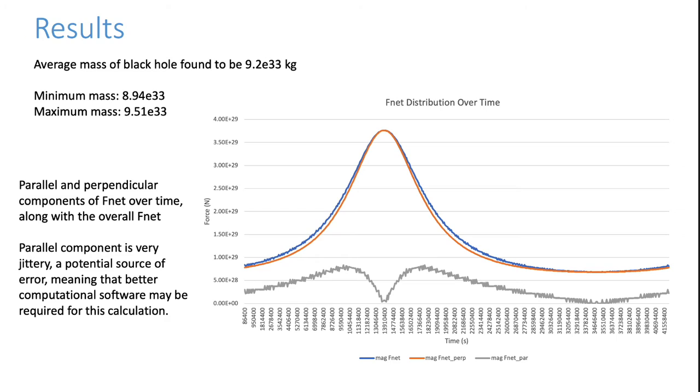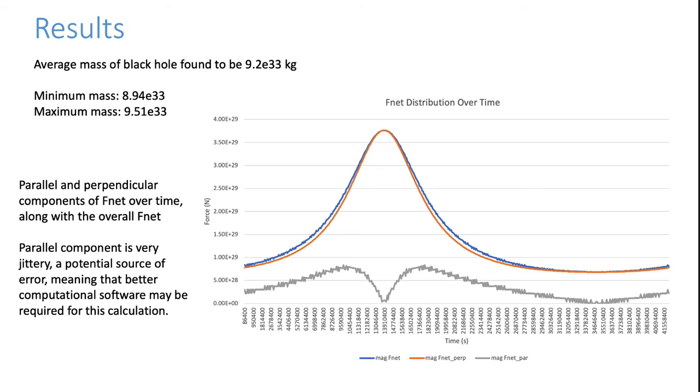So the results of my simulation showed that the average mass of the black hole based on my email address was 9.2e33 kilograms. The minimum mass was found to be 8.94e33 kilograms, and the maximum was 9.51e33 kilograms.